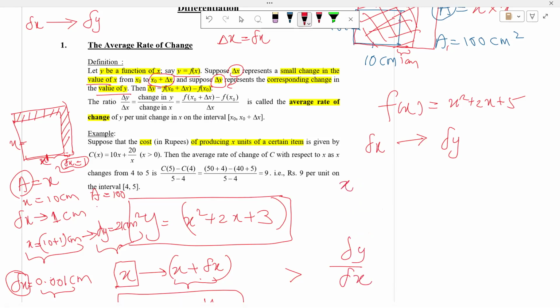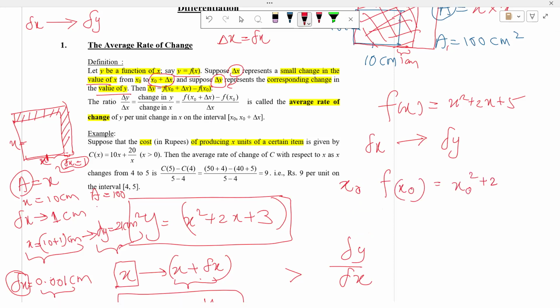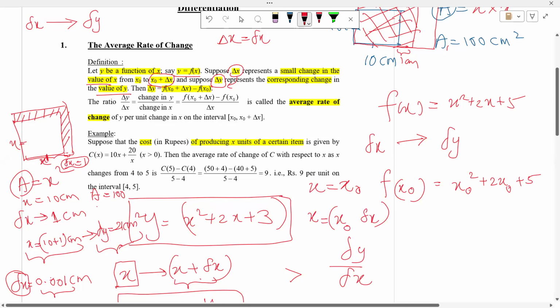Now previously we have x naught, right? x naught is the base value of x. Now what is the value of f of x naught? Tell me. So f of x naught is x naught to the power 2 plus 2x naught plus 5. Did you get my point? Now x is equal to x naught. Now I can do a small increment from x naught to x naught plus delta x.